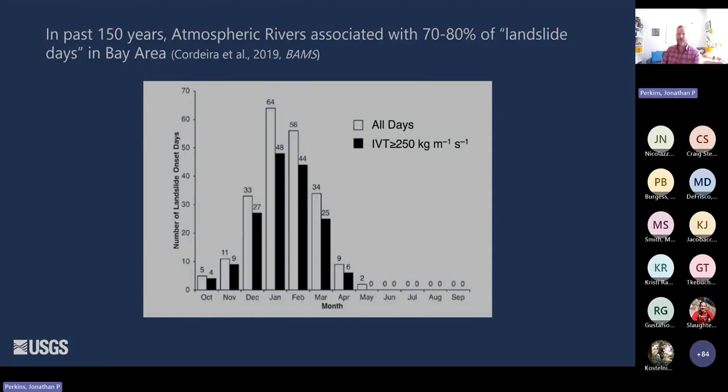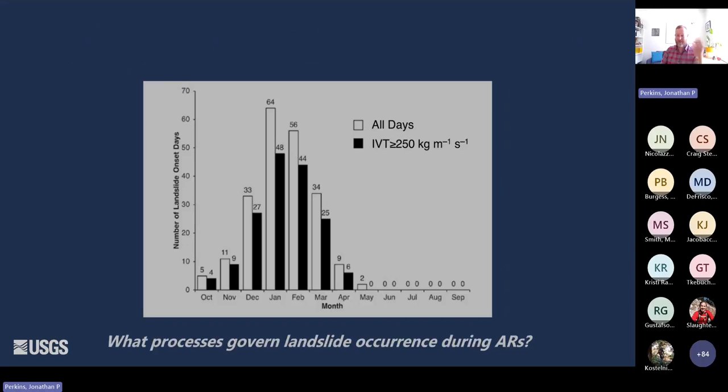But we also know that not all atmospheric rivers cause storms. So one of the questions that our group has been facing is, what are the processes that govern landslide occurrence during atmospheric river storms, and including other storms as well.